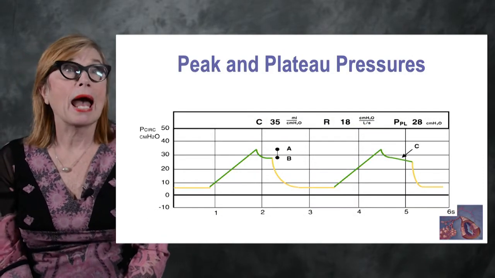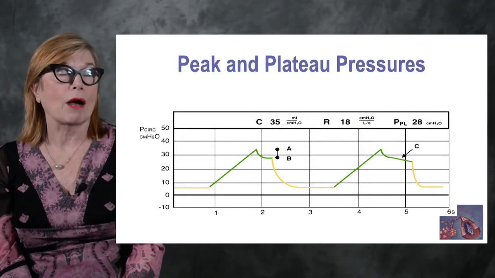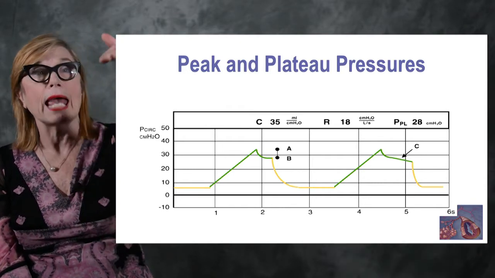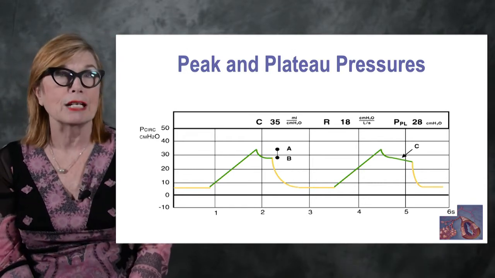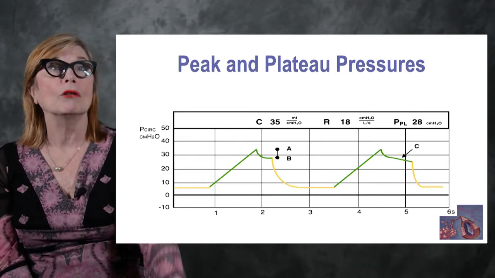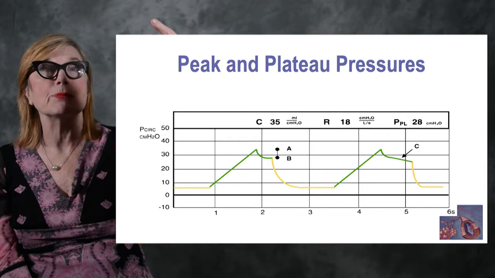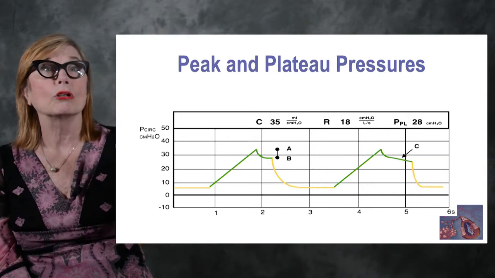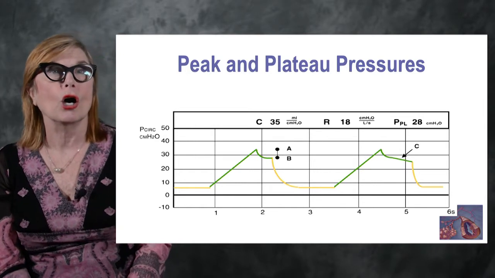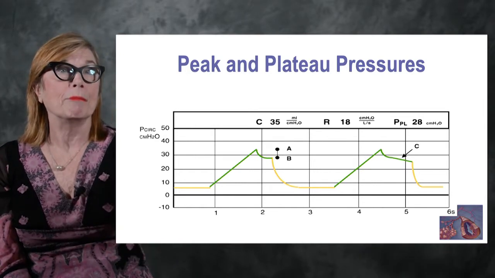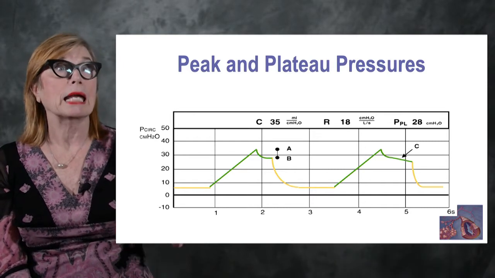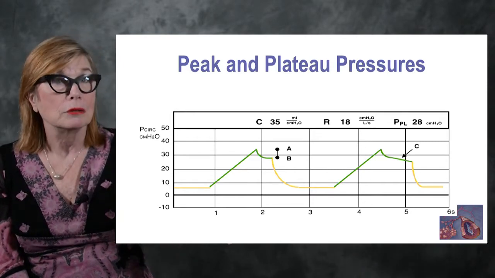Okay, so now we're going to look at it really with the vent graphic. The green is representing inspiration and the yellow is representing exhalation. So you can see we have pressed our inspiratory hold. We're looking at their peak inspiratory pressure, and then we're looking at, if you look over to the far right, the P plateau.